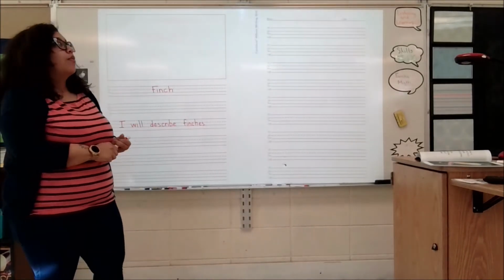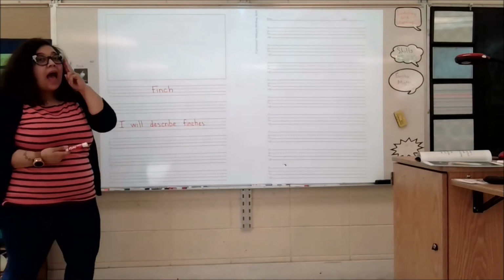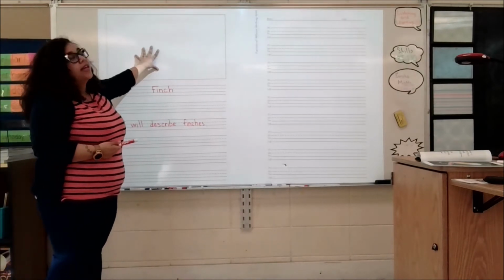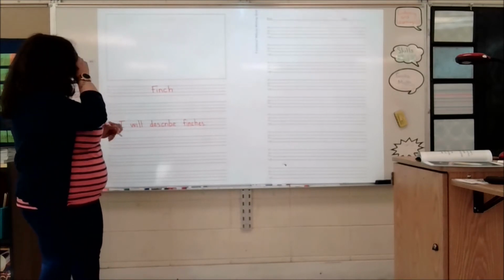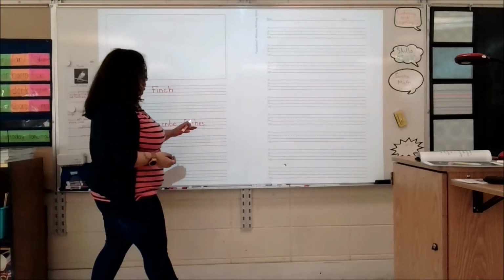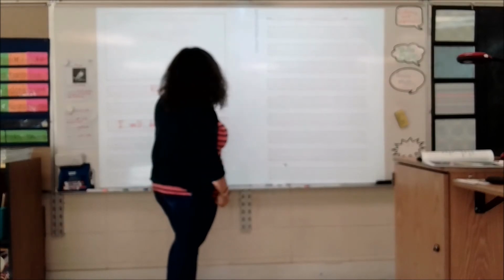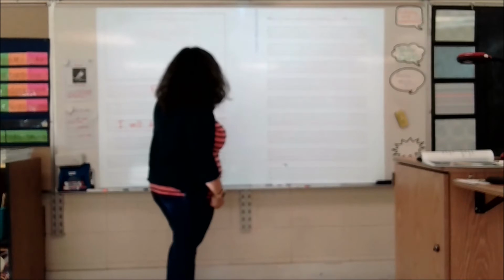Because remember, we're writing a descriptive paragraph. I want to be able to see a finch without even looking at the picture we're going to draw. So I will describe finches. And we're going to come right here. We're going to start with "They." And the word "they" fits on this line, so we're going to write it.